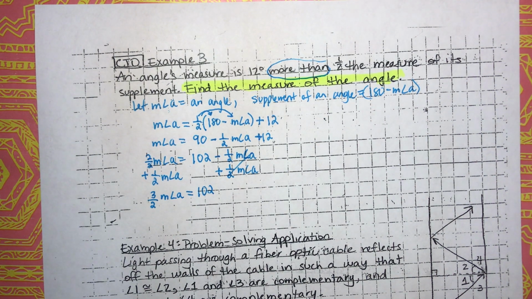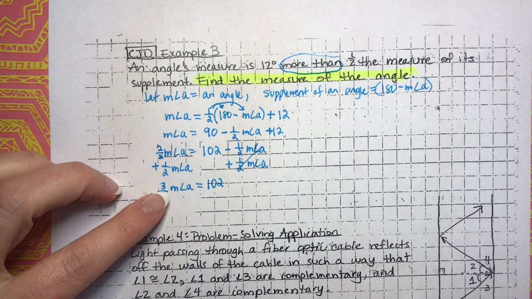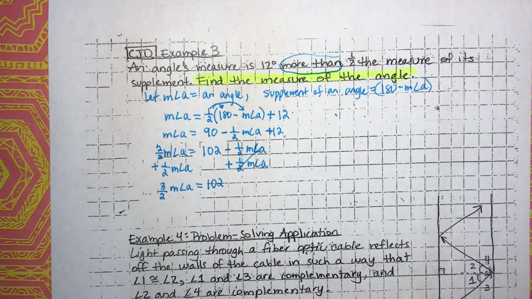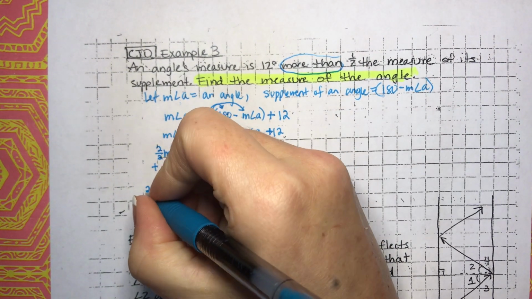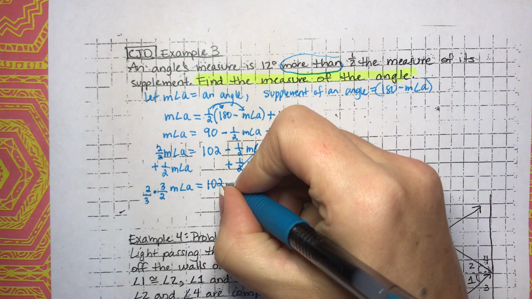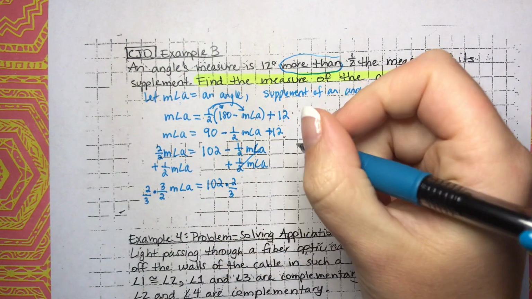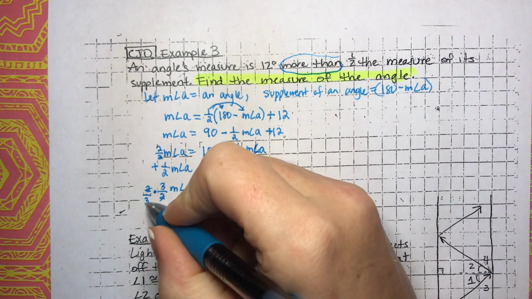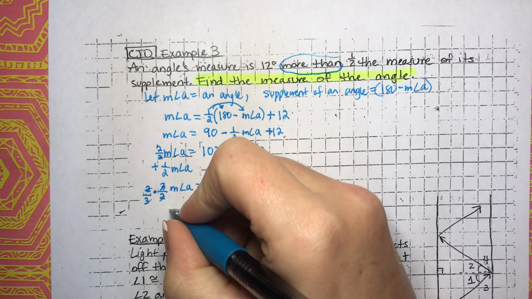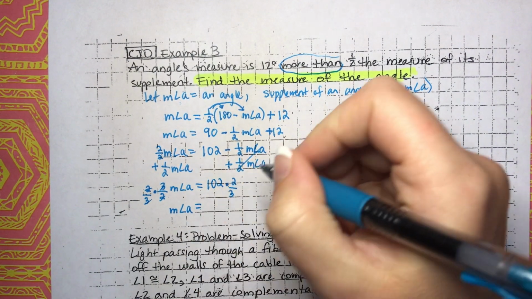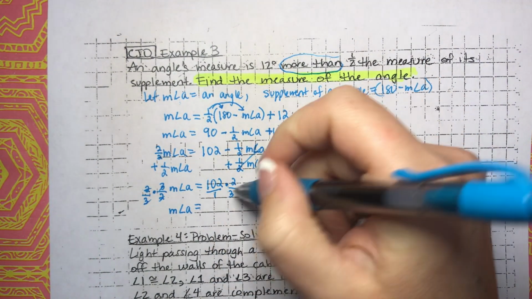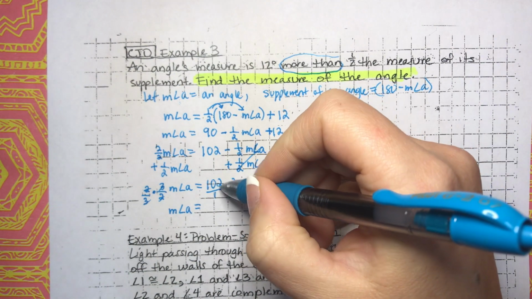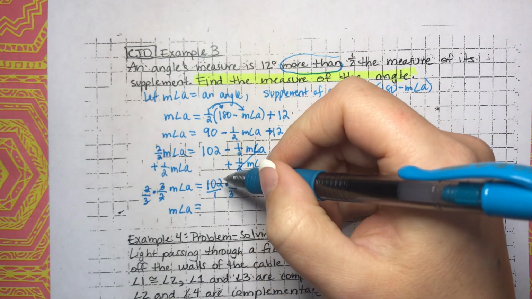All right. So I want to get measure of angle A by itself, and there's a fraction multiplied by it. What am I going to do? I'm going to multiply by the reciprocal, right? So 2/3 to both sides. Okay, the 2's cancel, the 3's cancel, it's all 1 times, so now I have measure of angle A by itself, which is what I want. Awesome. Now I'm multiplying fractions. I'm going to change that 102 into 102 over 1, which is the same thing.